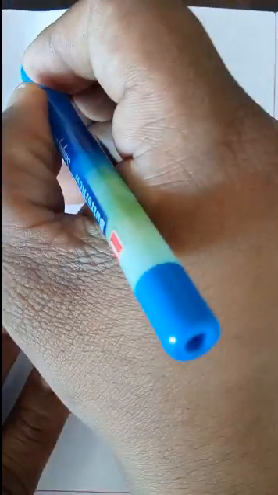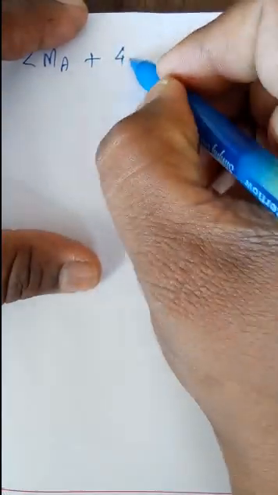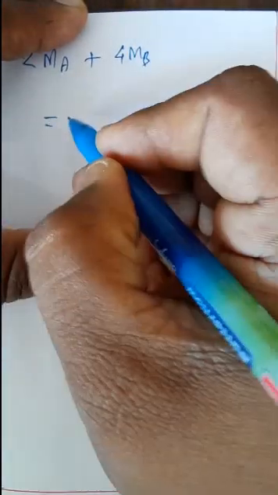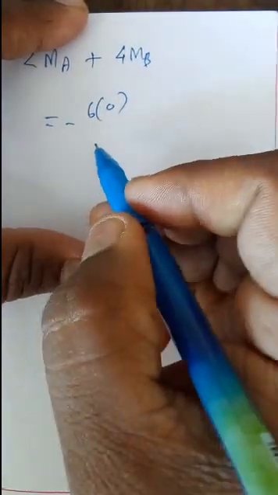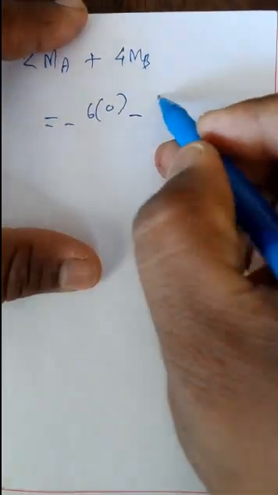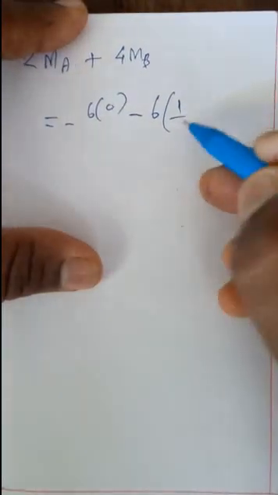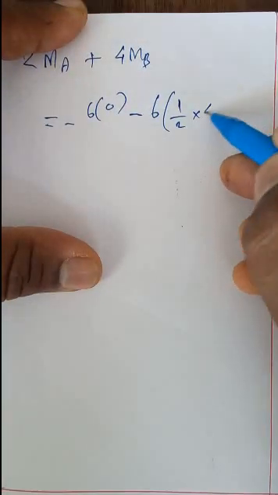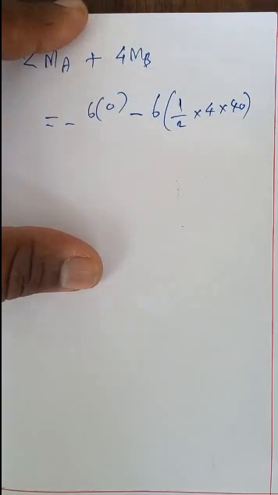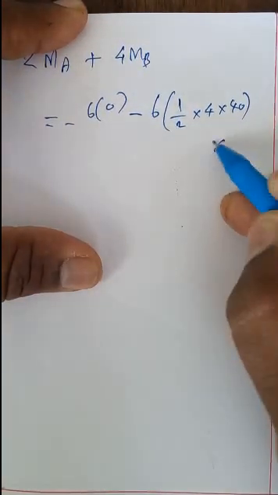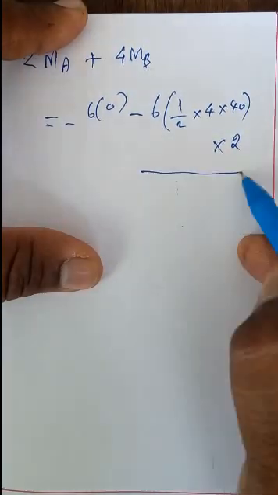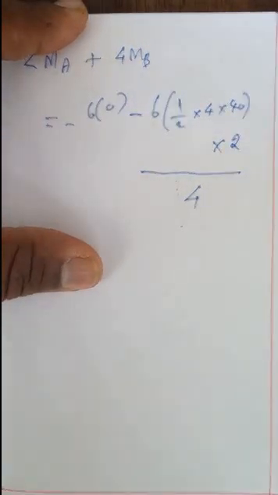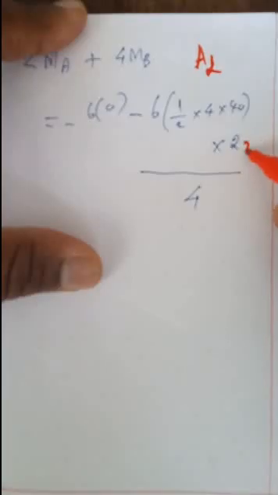So here you can see 2 MA plus 4 MB equals minus 6 into 0 minus 6 into half into 4 into 40. So this is A2 multiplied by X2 divided by the length 4. Here this is the area of the triangle, and there is A2, and this one is X2.